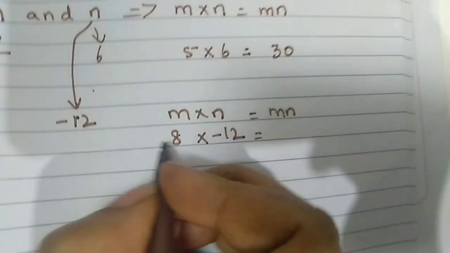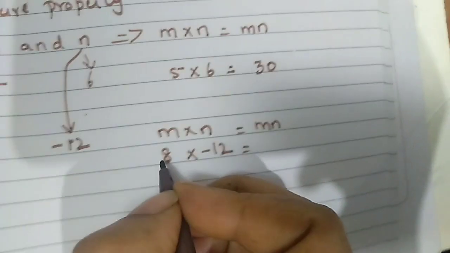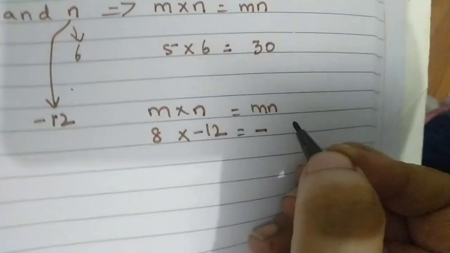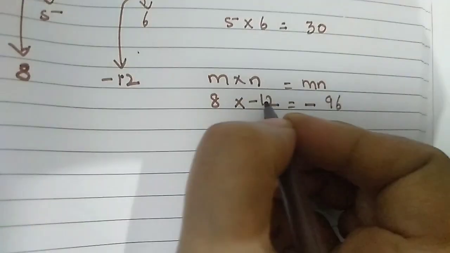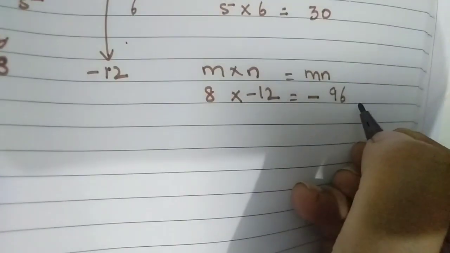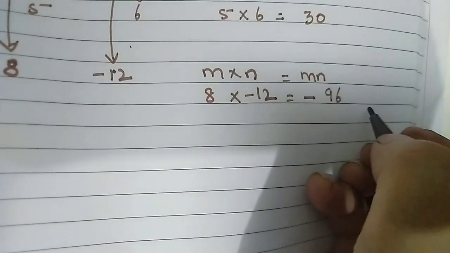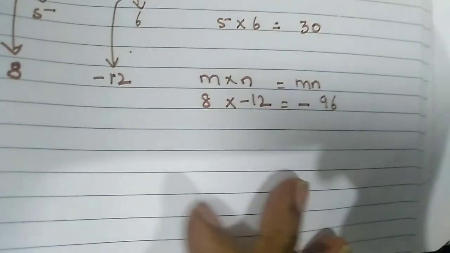First, let's multiply the signs. Plus into minus gives me minus, and 8 into 12 gives me 96. So 8 12s are 96. So this is a negative integer, but still it is an integer.